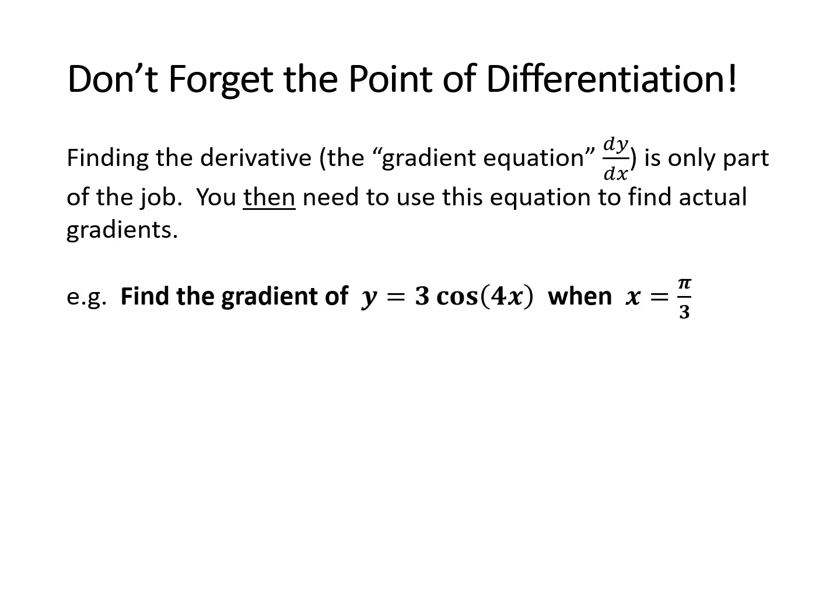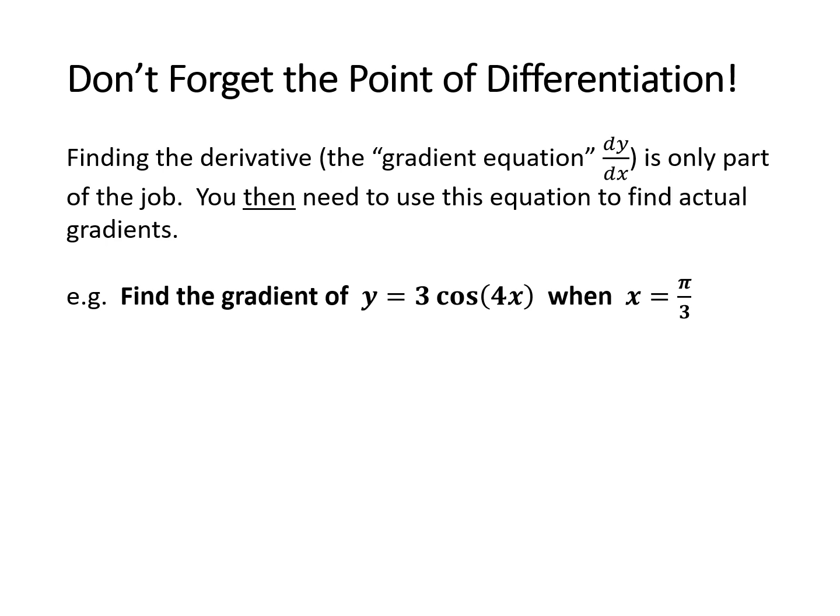So here's an example. y equals 3 cos 4x when x equals pi over 3. It might look a little bit odd, but it's a fairly simple question. So first of all, we have to differentiate it. We don't want to put pi over 3 into that original equation, otherwise we'll just find the y value when x is pi over 3. We want the gradient. We want dy by dx. So we have to first of all differentiate it.